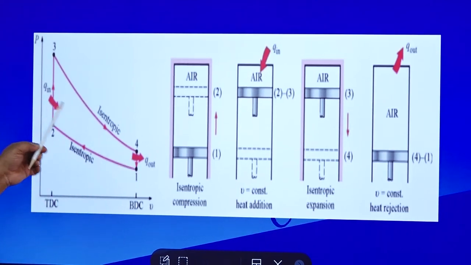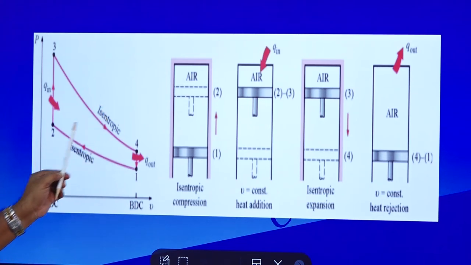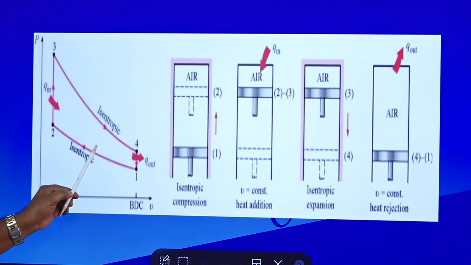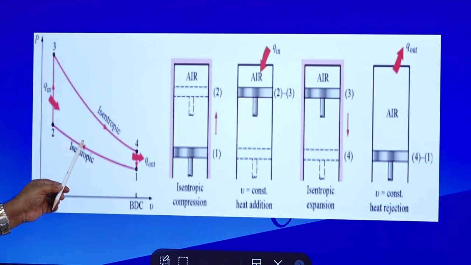So you have two constant volume processes and two isentropic processes, that is, reversible adiabatic processes.